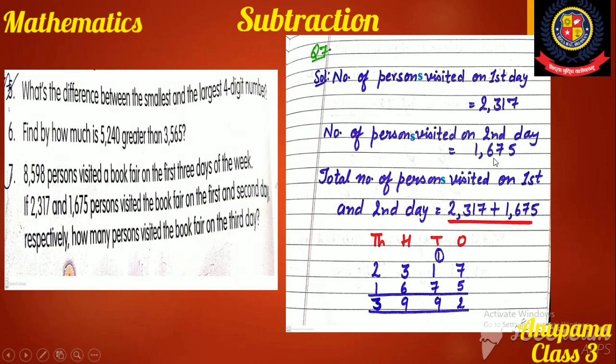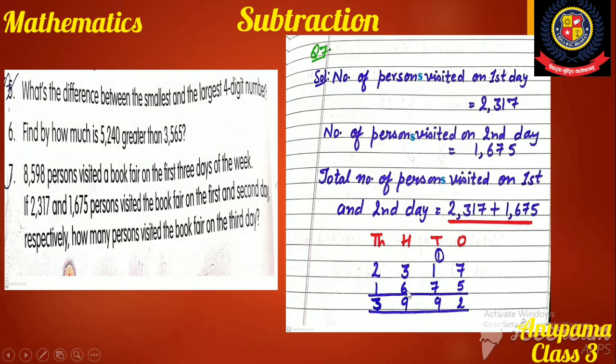Okay. Now we will add both days people. Total number of persons visited on first and second day, we will add them. Firstly, we will arrange in column of 1,000, 100, tens and ones. Now start from ones column. 7 plus 5, that is 12. So write 2 in ones column and 1 carry goes in tens column. Now 7 plus 1, 8. 8 plus 1, 9. So write 9 in tens column.